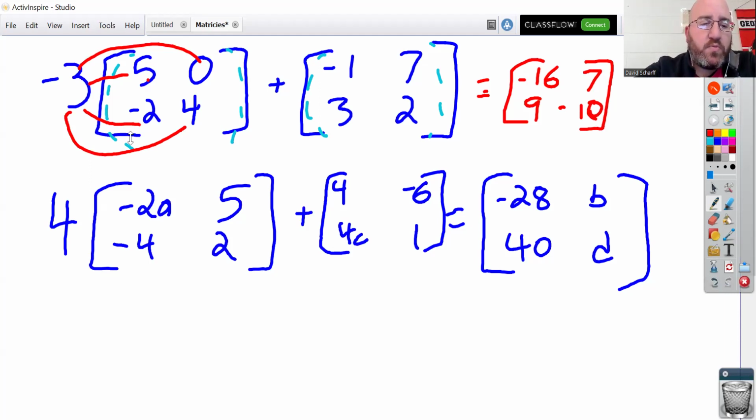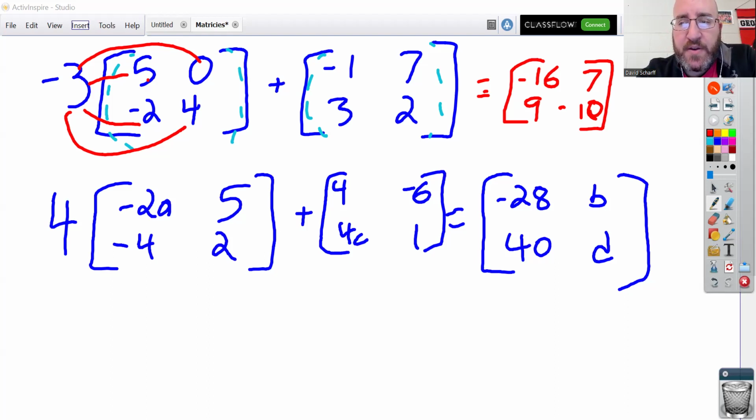Below it, again, it's a similar problem. Some of the stuff has changed, but a similar equation to what we just did.